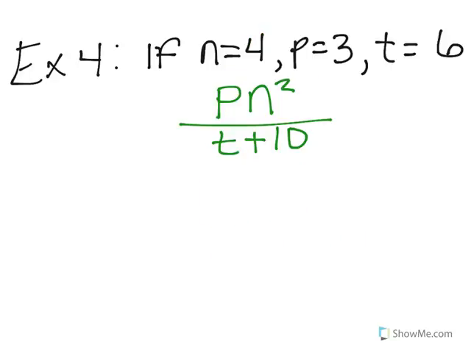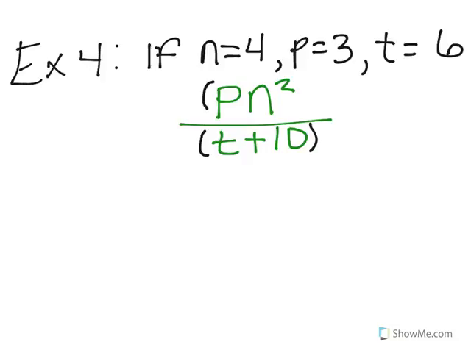Now this one, we're using variables in our equation and we're just plugging those in. So it says if n equals 4, p equals 3, and t equals 6, we need to solve the equation of p times n to the second power divided by t plus 10. Okay, so again, let's treat it like we did in the last problem, where we have to solve everything in those parentheses first. We're adding those parentheses just to remind ourselves that we need to solve either the numerator or the denominator first before dividing.